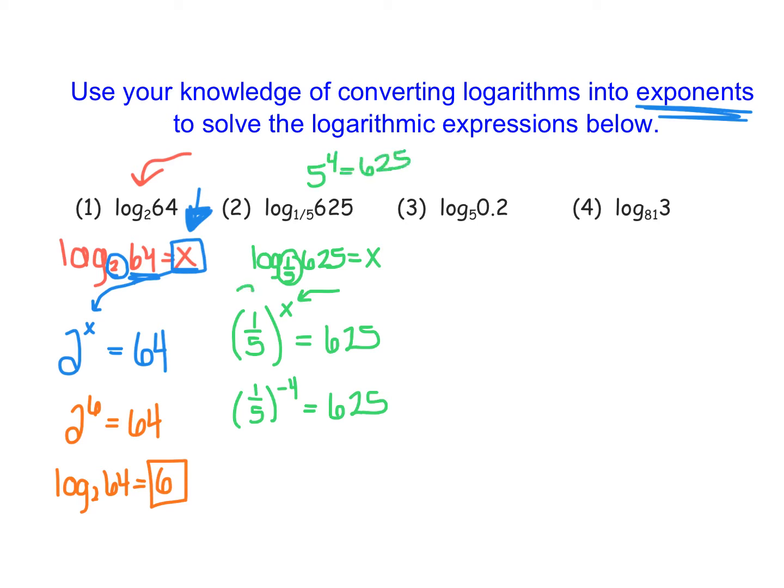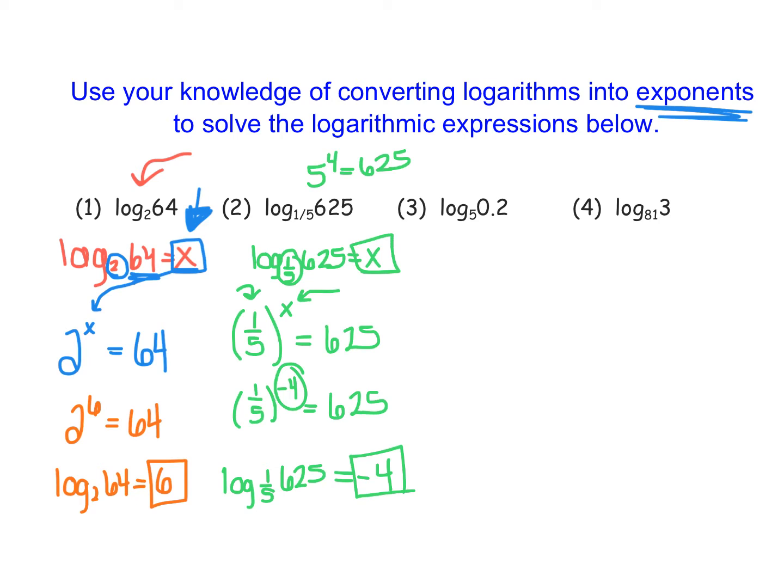And because this has a base of 1/5, that's really 5 to the power of -1 if you bring it up to the numerator. So that's where that -4 is coming from. Regardless, at the end of the day, we have now discovered what this x value is equal to. We can now state that log base 1/5 of 625 is equal to -4, because that power of -4 applied to 1/5 results in 625.